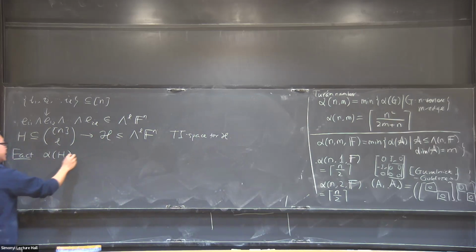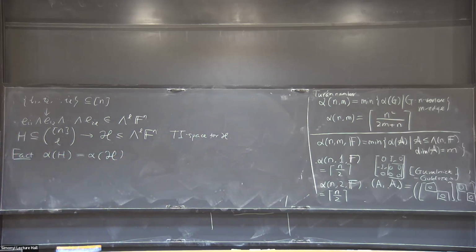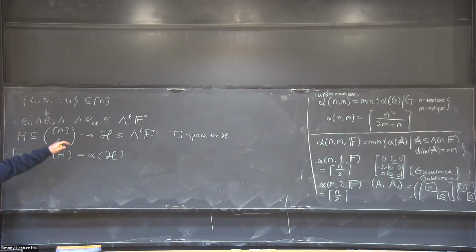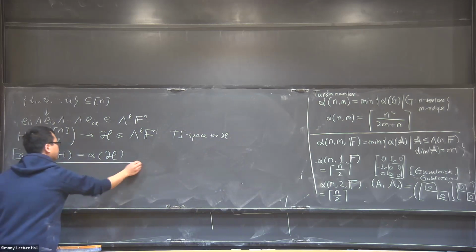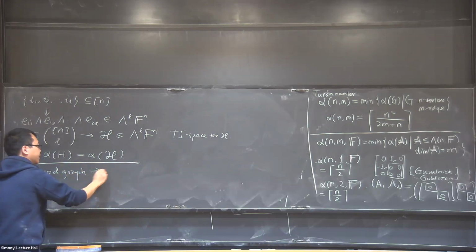So then the fact is that you can also have this connection: the independence number of a hypergraph and the totally-isotropic number of this linear space of multilinear skew symmetric functions are the same. So all these, there are also connections between directed graphs and matrix spaces.